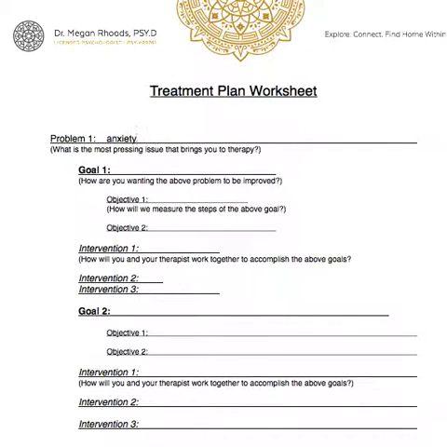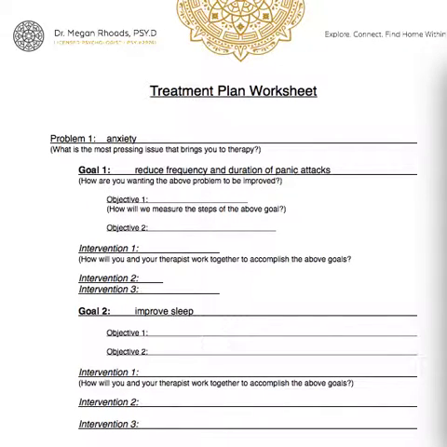So we've identified anxiety as one of the more pressing issues that you're wanting to work on. And so we're going to identify two goals. So, how are you wanting to improve your problem with anxiety? So, goal one, let's say, is for you to reduce your frequency and duration of panic attacks. Let's say goal two is you're wanting to improve your sleep. All right, so we have our goals identified.